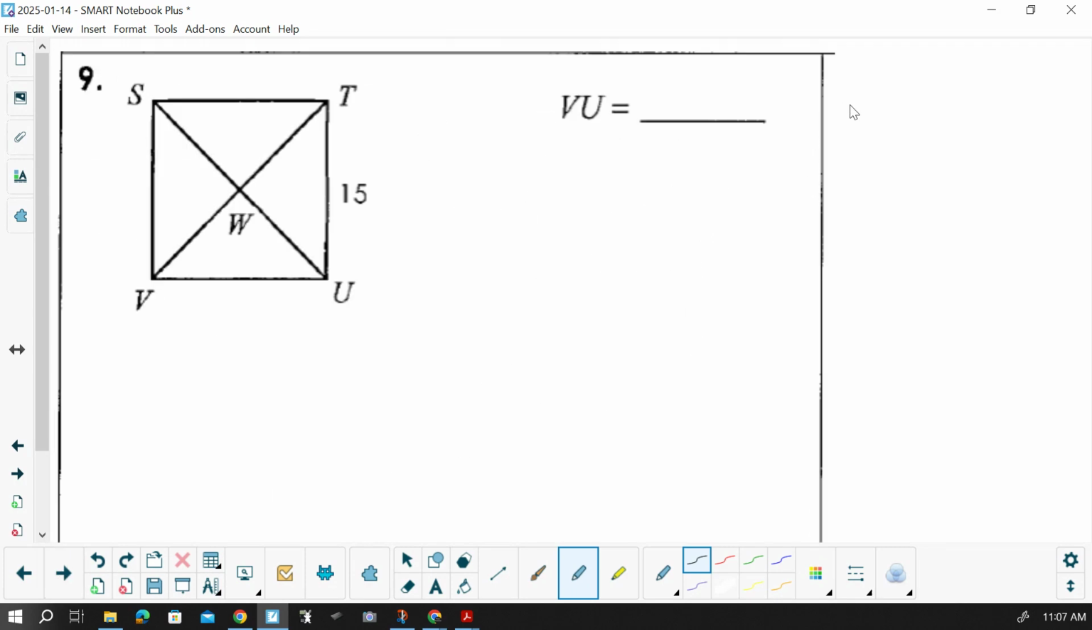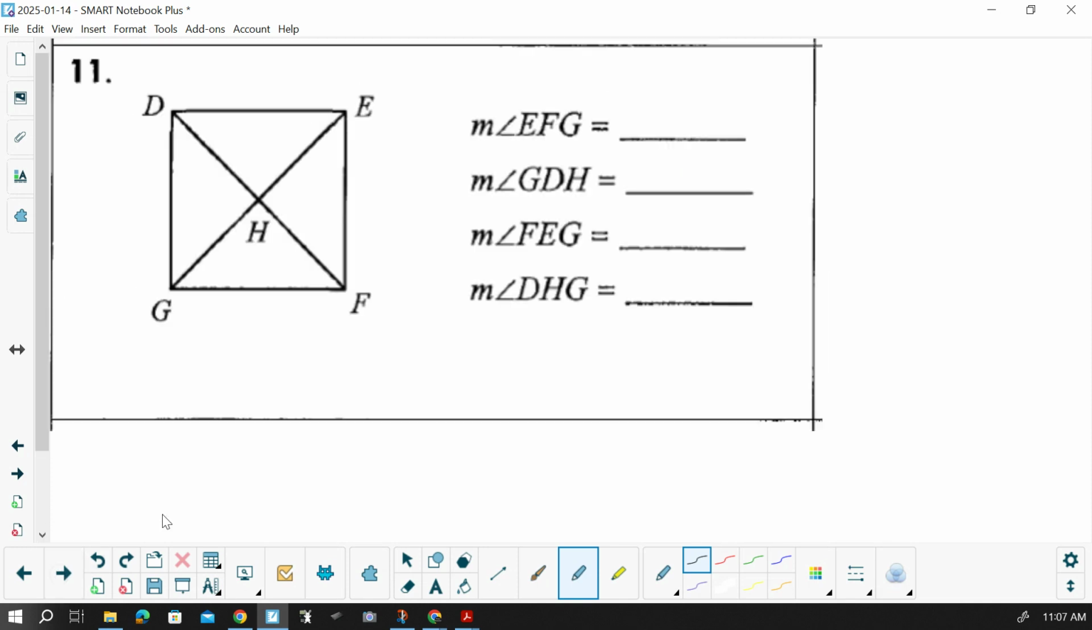Number 9. Now this one's actually kind of an easy one. It's a square. It says in the directions, you can't see that there. But all the sides are the same, so VU would be 15. Now here's the thing with the square. If the angle looks like this, it's going to be 90 degrees. If the angle looks like this, it's going to be 45 degrees. There's only two possibilities in a square because a square has the properties of a rectangle and a rhombus. This is how it will always work.